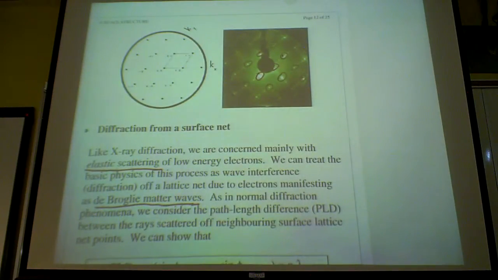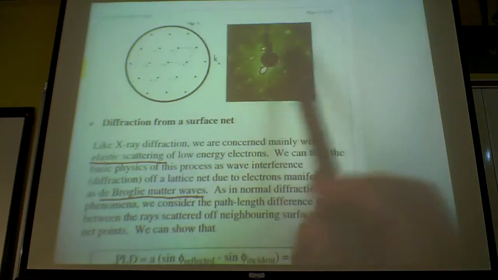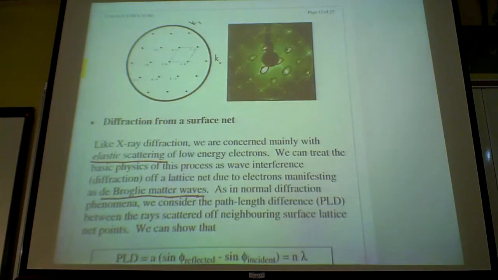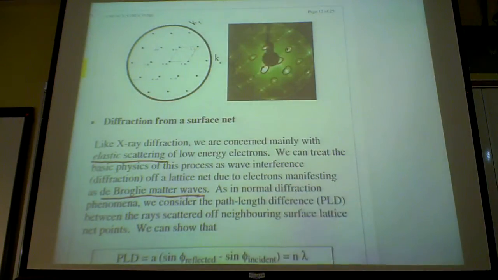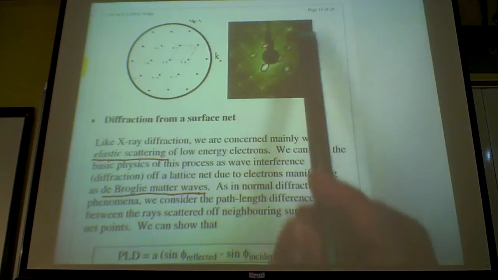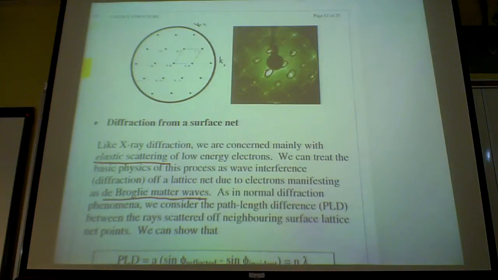The other thing you can do is that instead of using a phosphorus screen, if you can digitize the image, like actually measure the intensity of individual spots, you can generate what is called the IV curve, which we will discuss a little bit, and you can get quantitative information about how the atoms of your surface are arranged with respect to each other.